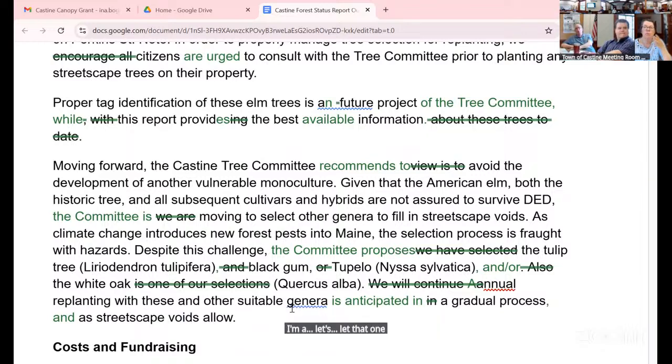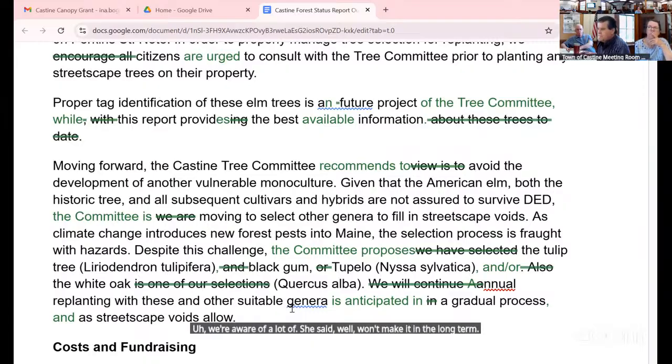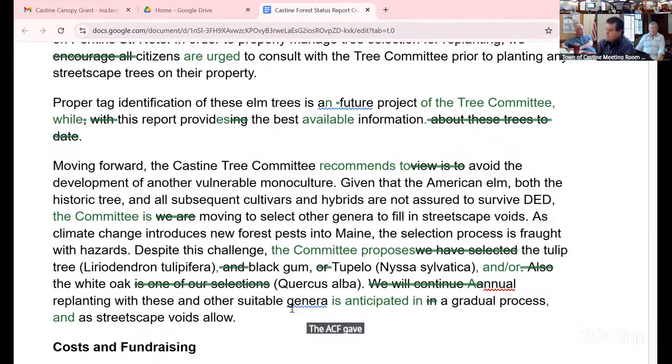The future is to determine what species we can plant and expect success based on incoming diseases. We're aware of a lot of trees that won't make it in the long term. There's an oak leaf wilt that is affecting Long Island and parts of New York State. There was a seminar that the DACF gave, very informative, by the head forester for the state of New York. So we're concerned about what we can plant and expect success.